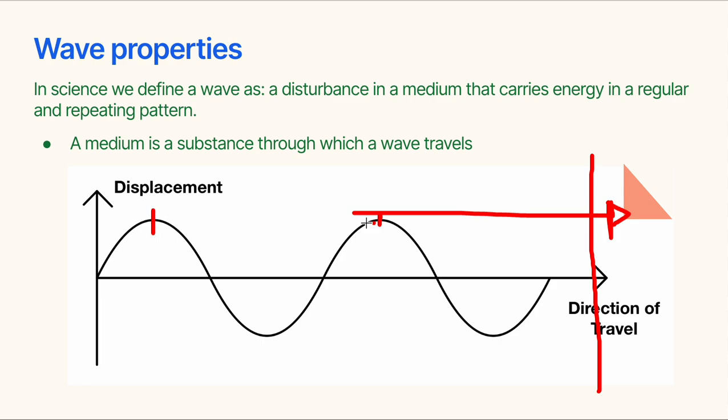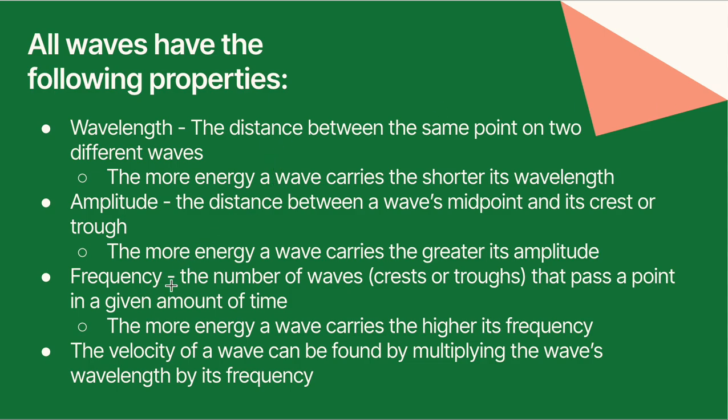So this wavelength is relatively long. You're going to have a few of them pass in a second, but not a ton. But if we had a second wavelength that was much shorter, we would have many more of those pass this point during that 1 second. And so it would have a higher frequency. So the more energy that a wave carries, generally the higher its frequency is.